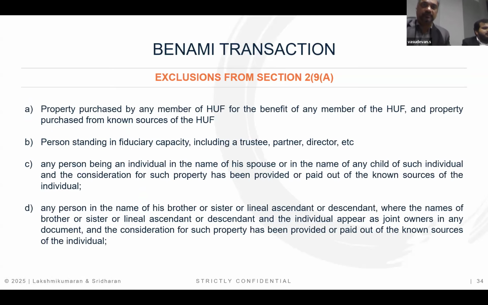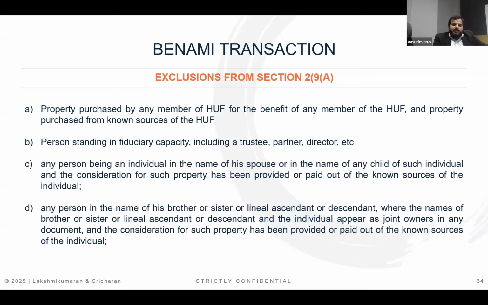So, the third category is where the property is bought, say, by the HUF or any member of the HUF for the benefit of the HUF or the members. There, the law deems that this is between the family members, and if it is established that the property has been acquired from the known sources of the HUF, then that transaction will not be considered as a Benami transaction.